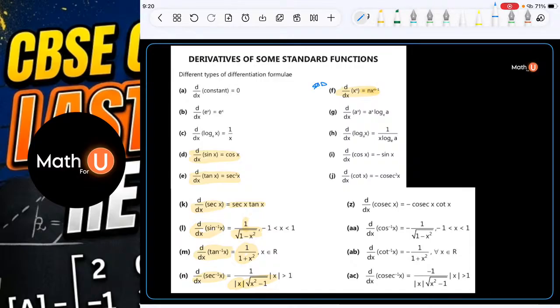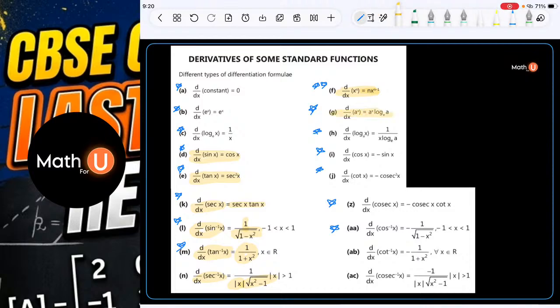These formulas are very important. We should know these formulas.